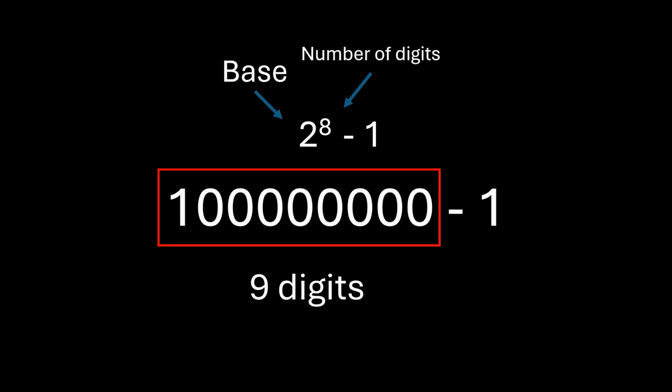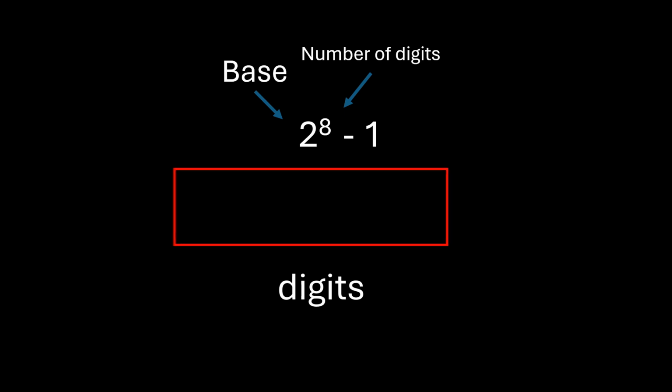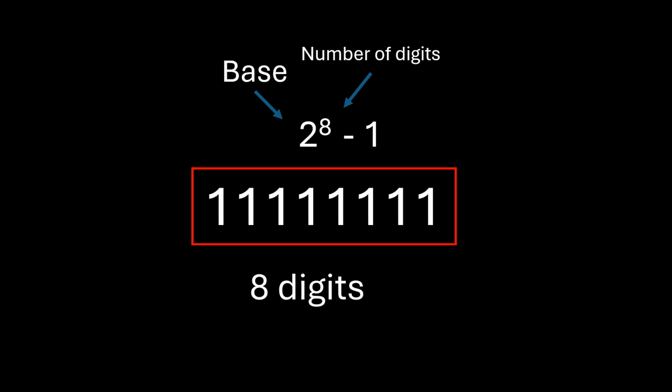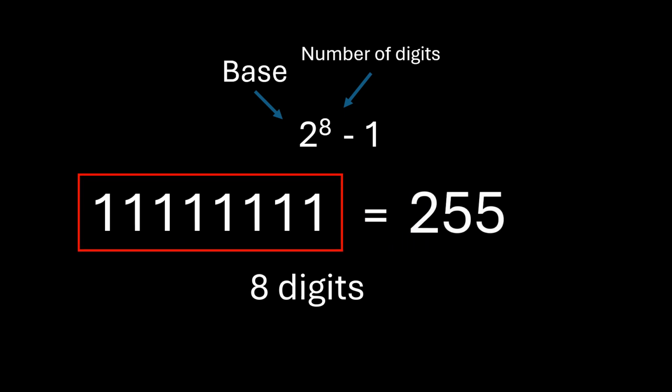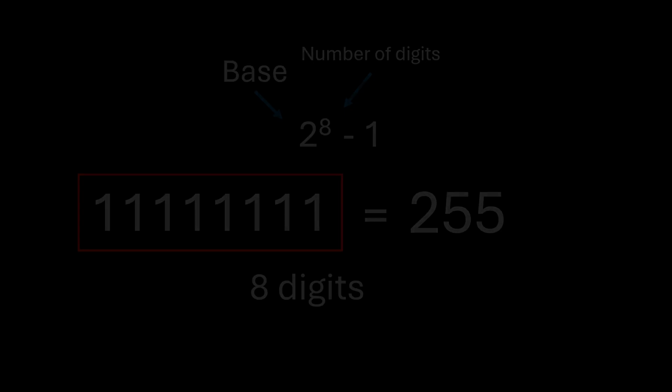So we subtract 1 and we get the value that can fit within 8 digits, which is whatever number can be created if all bits are 1. And this value is 255. So hopefully you now understand how to calculate the highest possible value within any number of bits. But what about negative numbers? How do those get expressed?